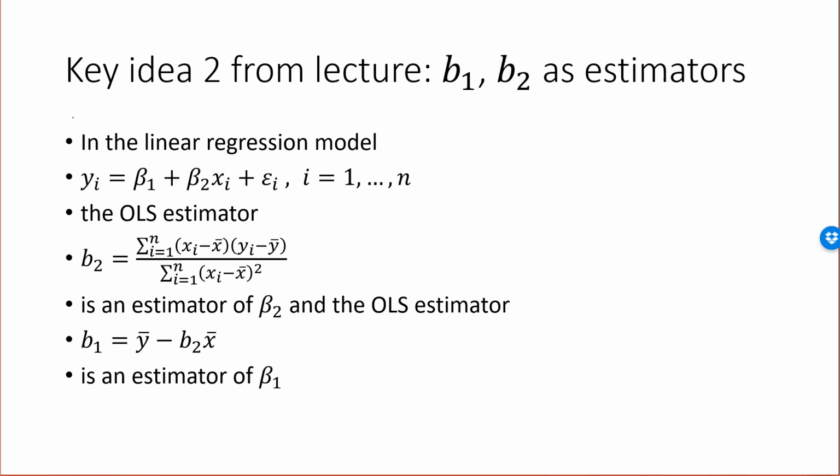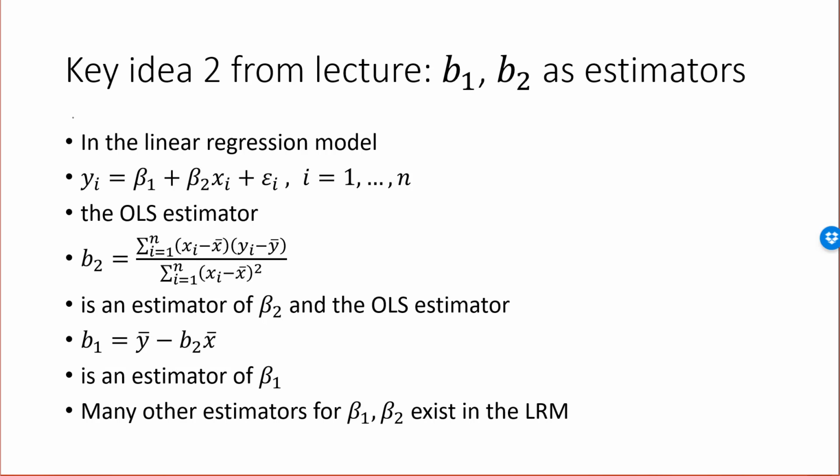We haven't said anything about it being the best estimator, or under which circumstances we would use this estimator. So keep this in mind. We have many other estimators for beta 1 and beta 2 in the linear regression model, although it's definitely true that the OLS estimators are the most common ones.